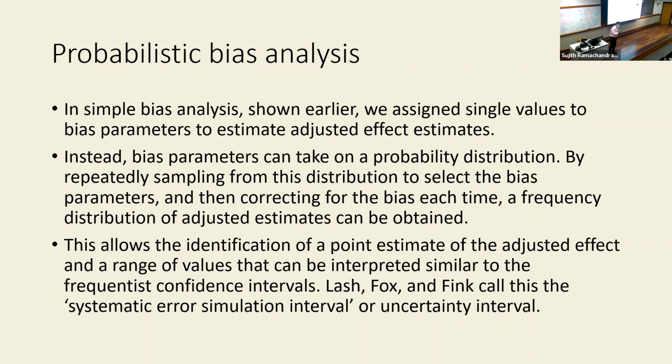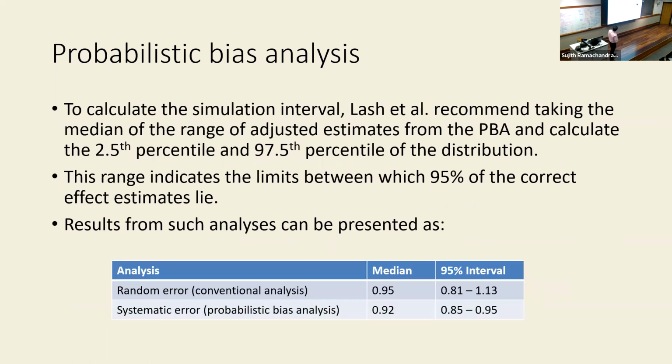In fact, when you have that whole frequency distribution, one thing you can do that makes it very easy to interpret and understand, for most of us who are used to seeing things like confidence intervals, is to present what your textbook calls the systematic error simulation interval. They sometimes abbreviate it as simulation interval, or they call it uncertainty level, and it is calculated like this. You take the range of adjusted estimates you get from doing a probabilistic bias analysis, you identify the median, the 2.5th percentile, the 97.5th percentile, and then you label those two numbers as the limits of your 95%, not confidence interval, but simulation interval.